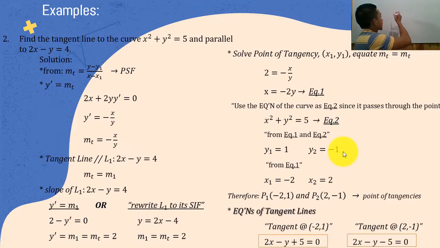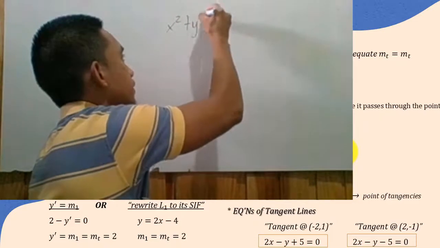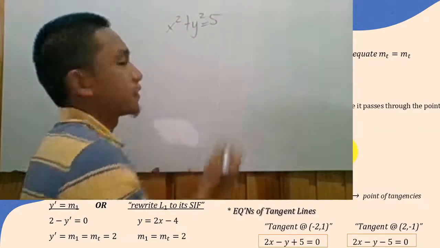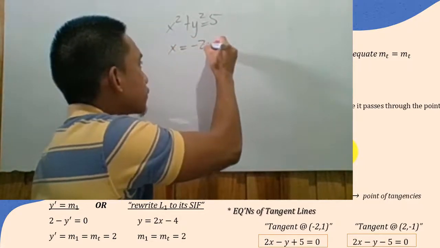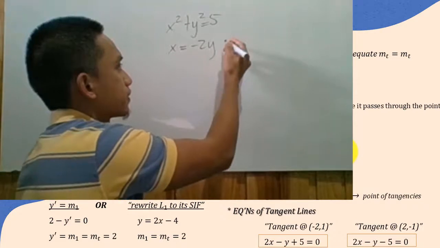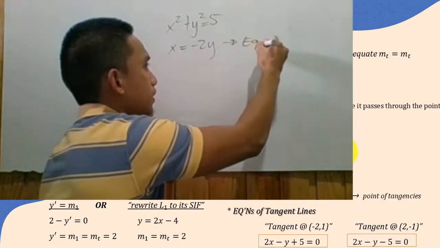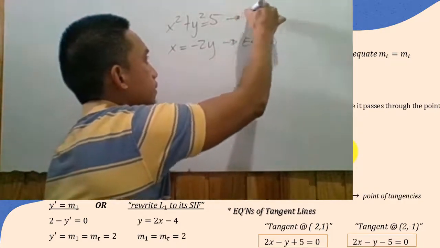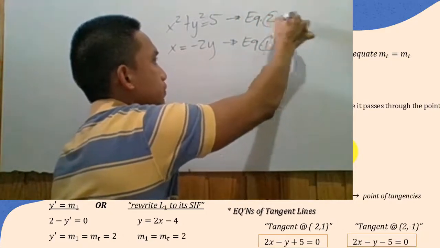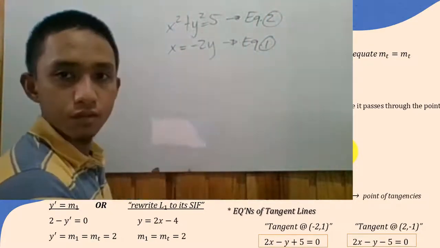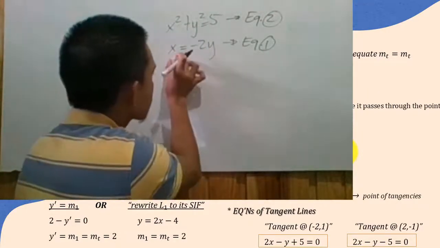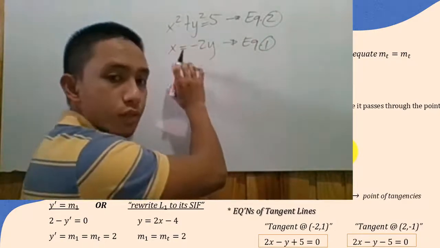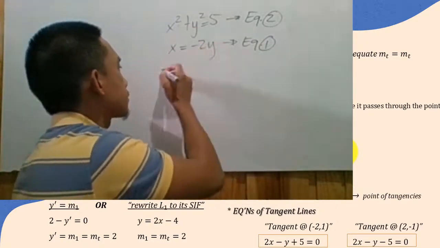So, okay, you have your equation of the curve, x squared plus y squared equals 5, and you have the equation of the point, which is x equals negative 2y. That's why I put equation 1 in this manner, so that in algebra I will be using substitution. Substitute your equation 1 in your equation 2, so that x will just become negative 2y. So that is what I will be doing on the algebra part. I will substitute 1 in 2.